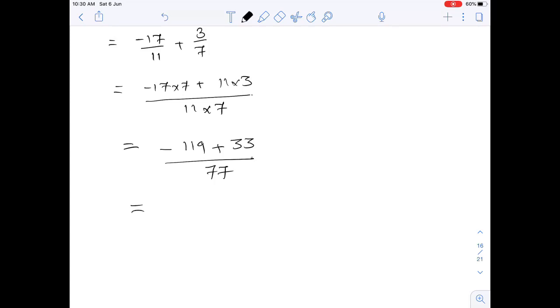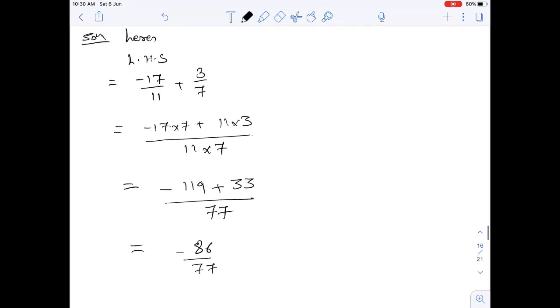Now here it can be seen that 119 has a negative sign and 33 has a positive sign. So here we have to do subtraction of numbers. So 119 minus 33 is 86, then the sign of the greater number, that is minus, so we will write here minus 86 upon 77. Now this is our LHS part. Now we have to write the RHS part.